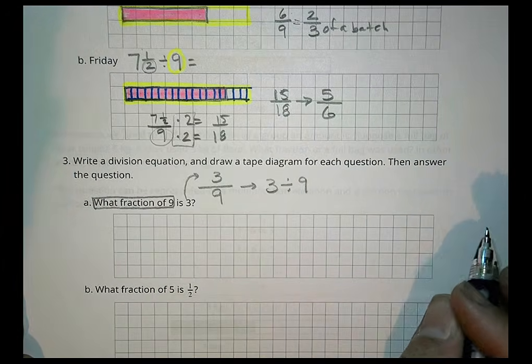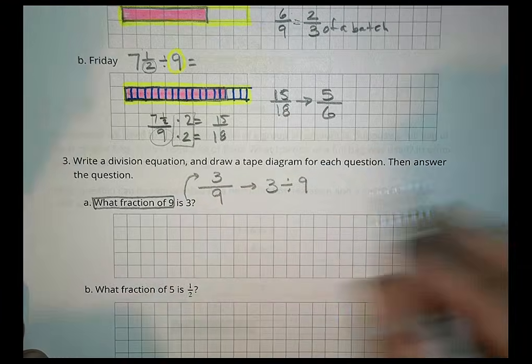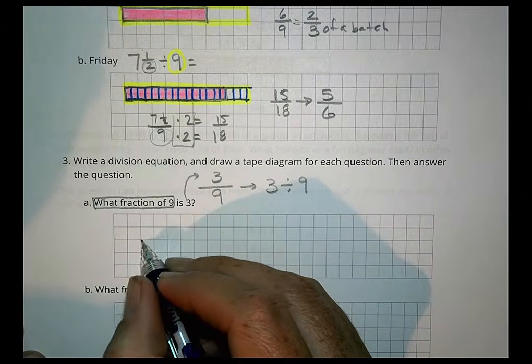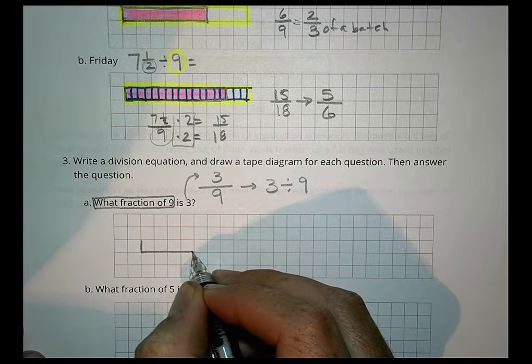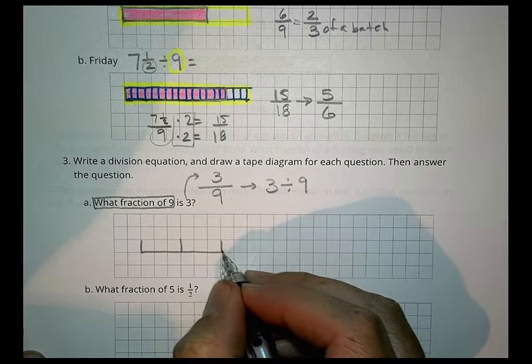3 out of 9. So if I have a group that is 9 long, 1, 2, 3, 4, 5, 6, 7, 8, 9.